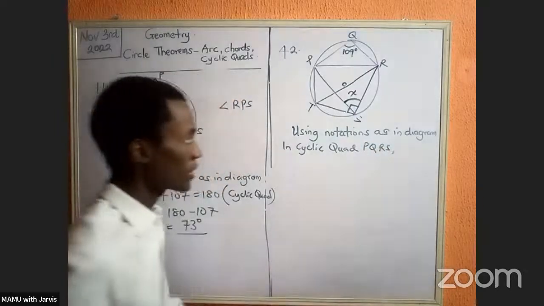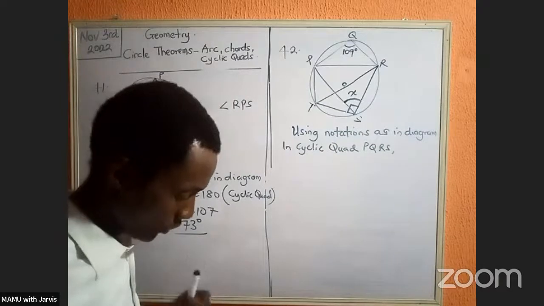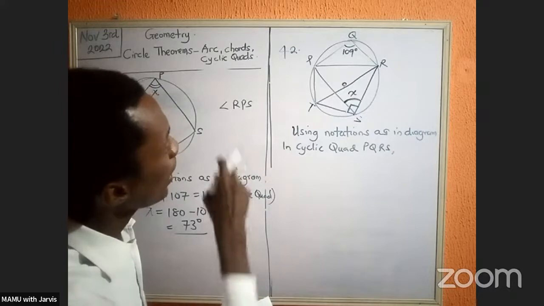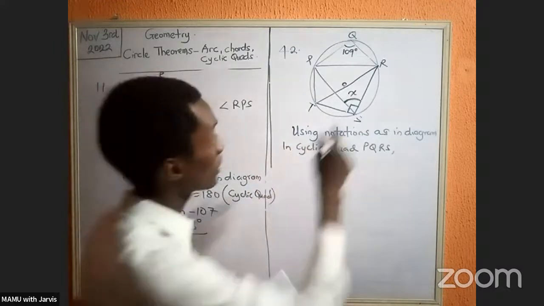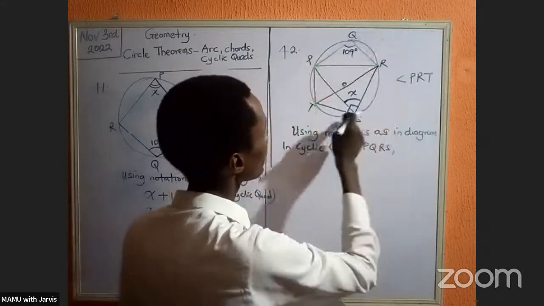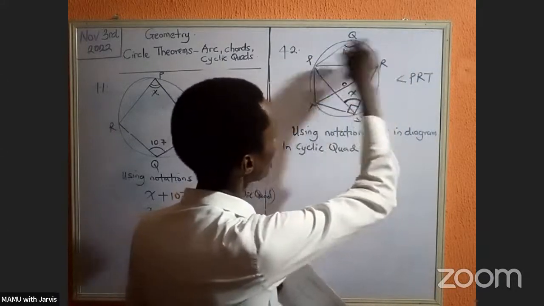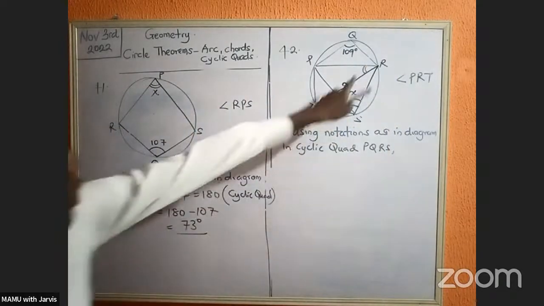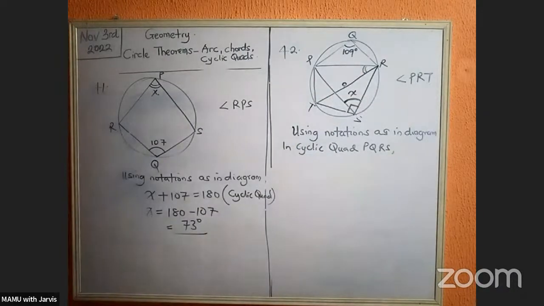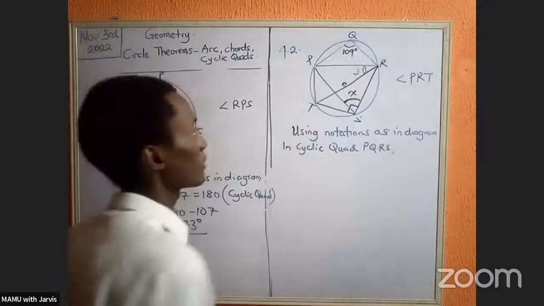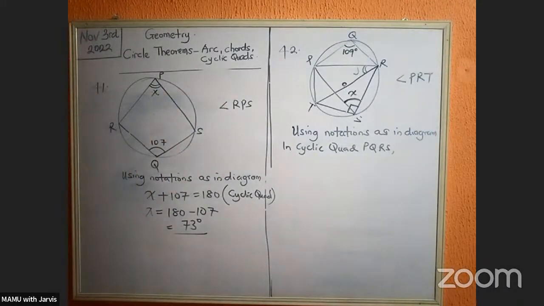So I will say in cyclic quadrilateral PQRS, now let me see, I'm told to find angle PRT. What I'm looking for will determine the direction. PRT. This is the angle I'm told to look for. Have you seen it? Let me call that angle Y. That's the angle I'm told to look for. So I'm going to check the diagram.